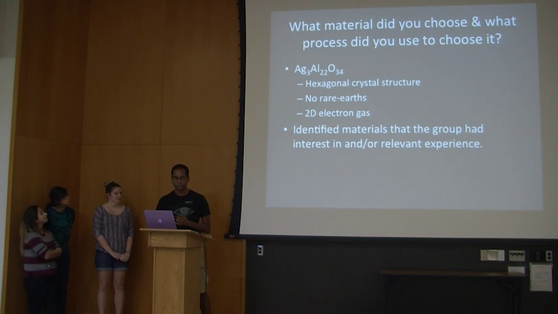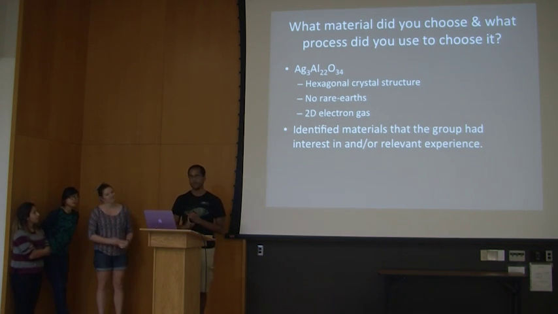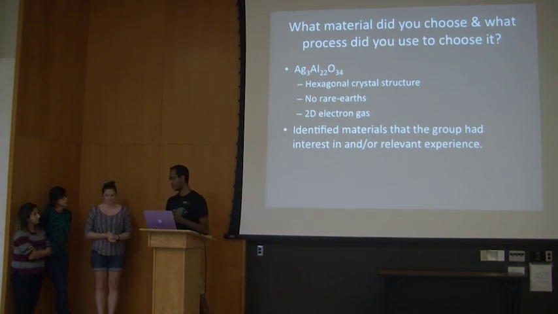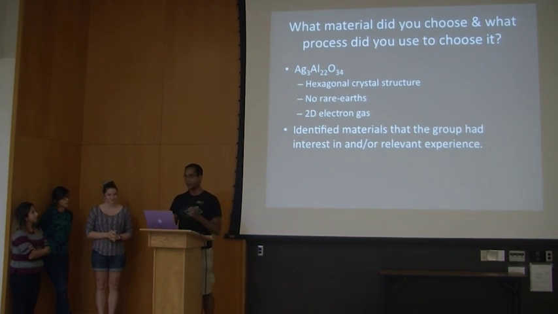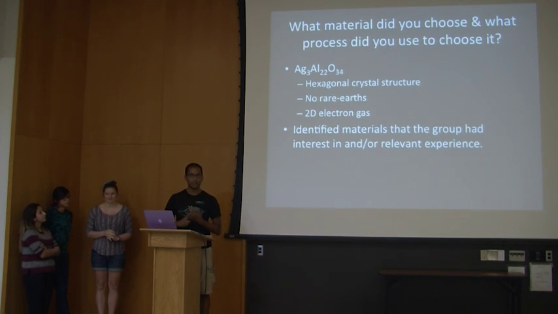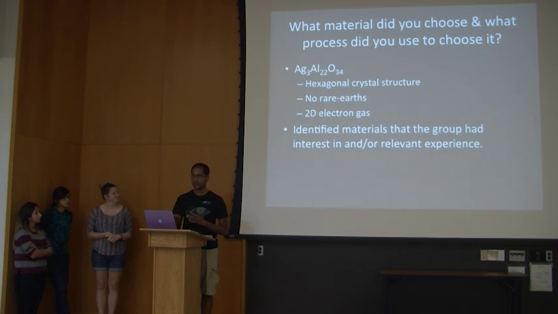So immediately our thoughts were we want to eliminate any material that has rare earth metals or is very expensive. And then we also thought about our areas of expertise, which Jess will get more into. But for example, my research is involved in making devices out of graphene and HBN. So I had that perspective, and that's kind of what pushed me toward silver aluminum oxide, because it has this hexagonal structure, and graphene and HBN are also hexagonal. So I knew a little bit about how you can make heterostructures out of that.